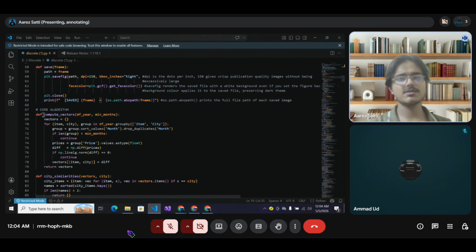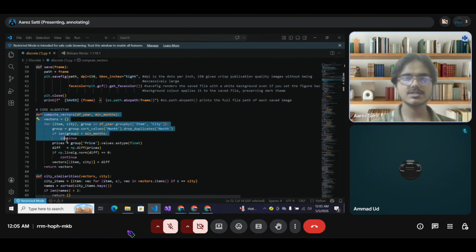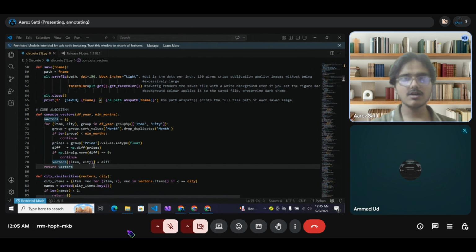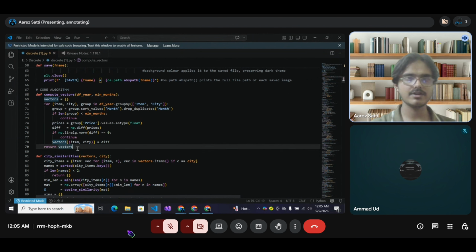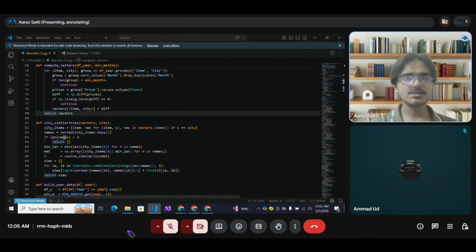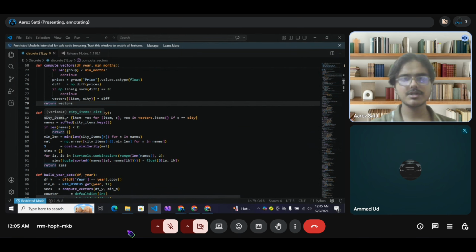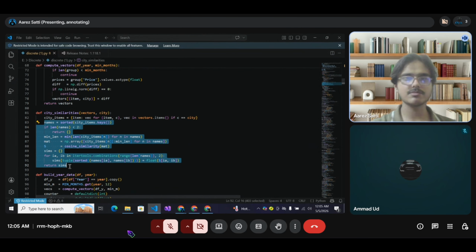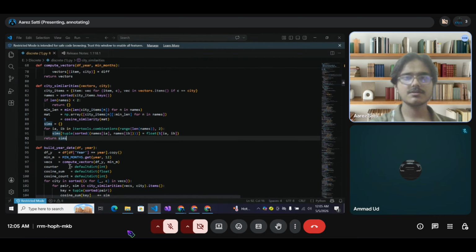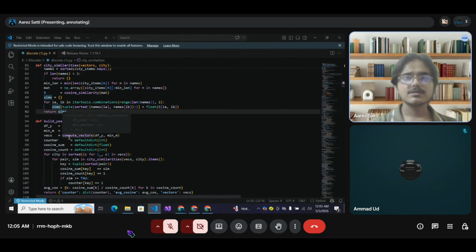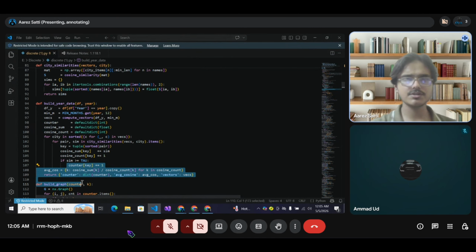Moving forward, here is our first function, compute vectors. This function groups data by item and city and sorts it by month. It computes monthly price changes and removes incomplete or flat data. The output is the vectors of all the price changes, and it returns them. The next function is about city similarity. For example, if you take one city, it computes the cosine similarity for all item pairs and returns the similarity scores. The next function is about building year data. It processes one year, counts how many cities show co-movement, computes average similarity, and the output is the counter and the average cosine vectors.